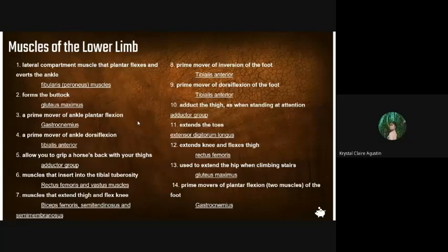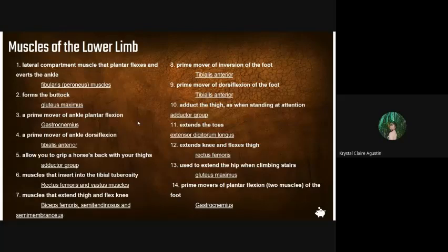And number 8, prime mover of inversion of the foot. It is the tibialis anterior. Number 9, prime mover of dorsiflexion of the foot. It is the tibialis anterior again. Number 10, adduct the thigh as when standing at attention. It is the adductor group. And number 11, it extends the toes. So its answer is the extensor digitorum longus.